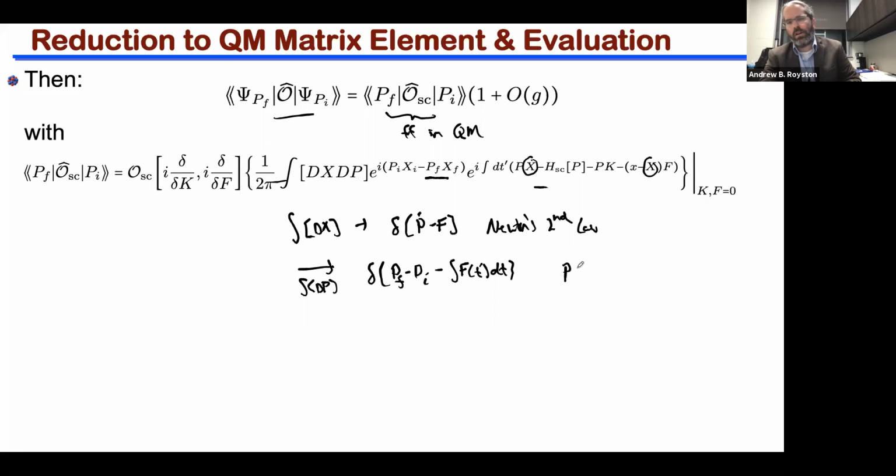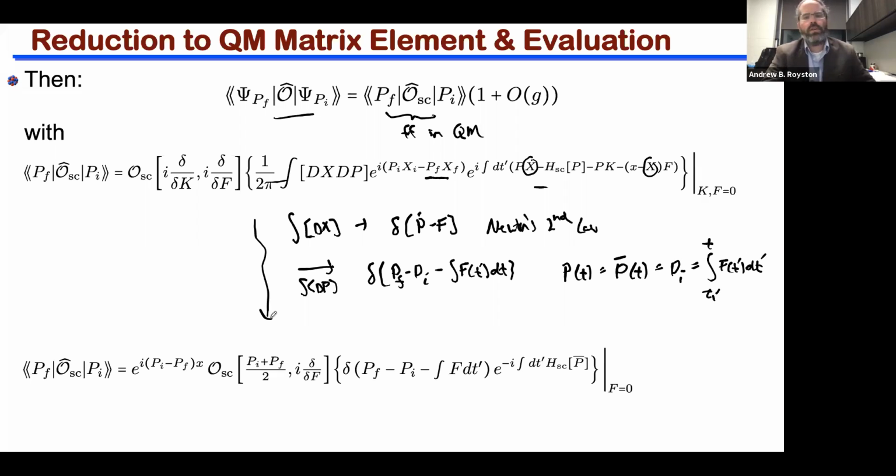And then we also learned that p of t should be a solution to Newton's second equation. So we could write that solution like this. And then that's what leads to this result here. So now we've evaluated that generating function, and we've expressed it as a result here. We now are taking our semi-classical Hamiltonian and evaluating it on the solution. So it now becomes a functional of f. And that's what this has to operate on.